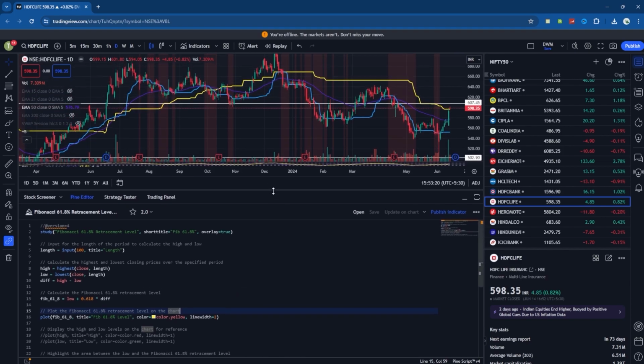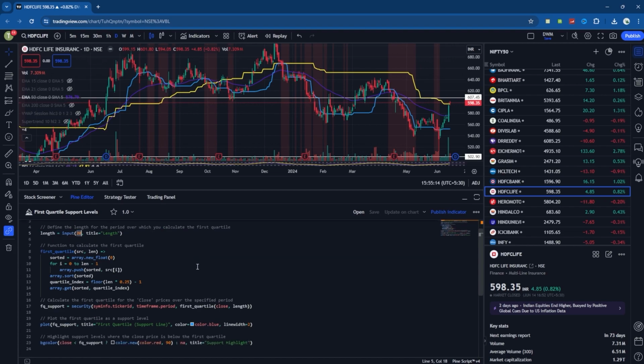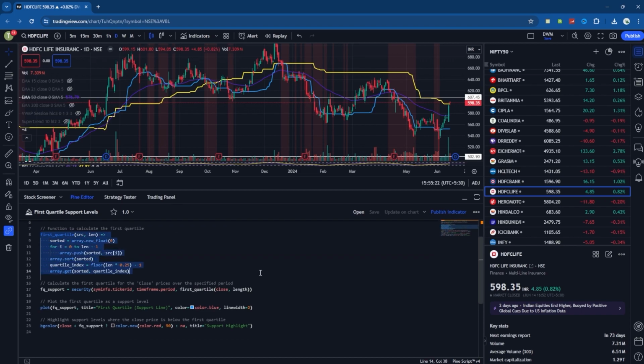Now coming back to the second point, let me show you the support level. For the support level, again we created an input of 20, the length in number of days. Then we created the logic for the first quartile, which we already covered, and it passes on to the value, the calculation of the first quartile for the close prices over the specific period, and then we plot it. The background you see over here is because of this code.